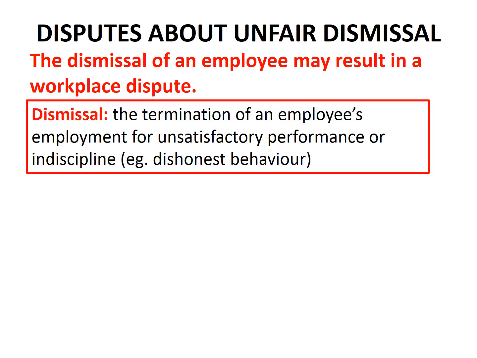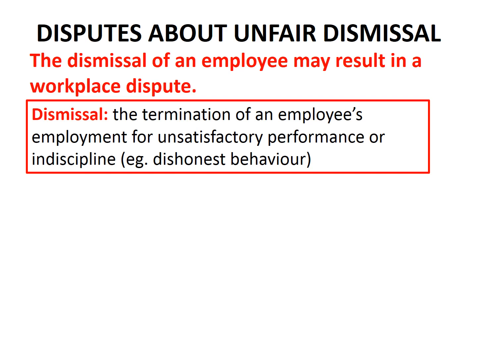Dismissal is the termination of an employee's employment for unsatisfactory performance or indiscipline. An example of indiscipline is where the employee behaves in a dishonest manner. Make sure that you have included this definition of dismissal in your vocabulary sheets.